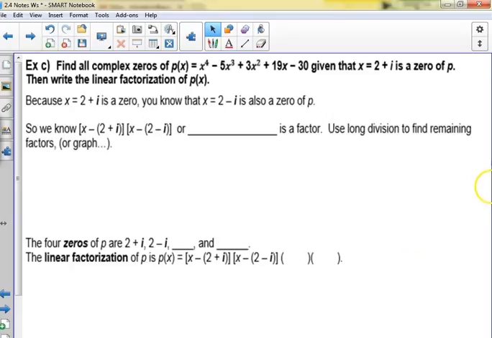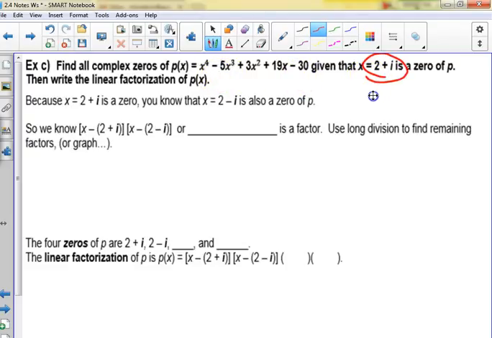All right, you're going to want to kill me. I'm just saying. All right, find all complex zeros of this given that 2 plus i is one of the zeros. If 2 plus i is one of the zeros, what else is also a zero? 2 minus i. 2 plus i, 2 minus i are zeros. Okay? What if we graphed this? Could we see if there's more zeros we can find?